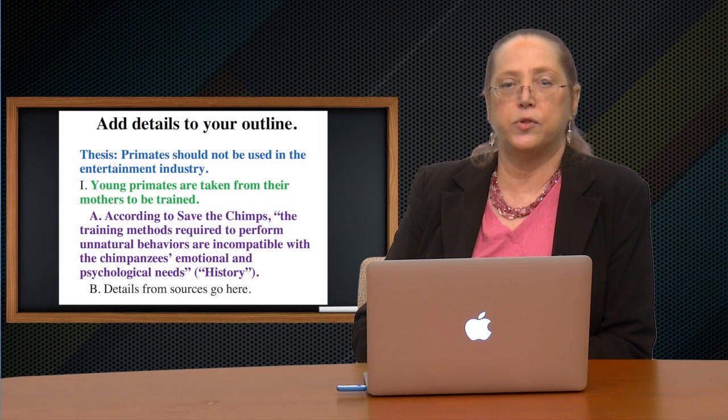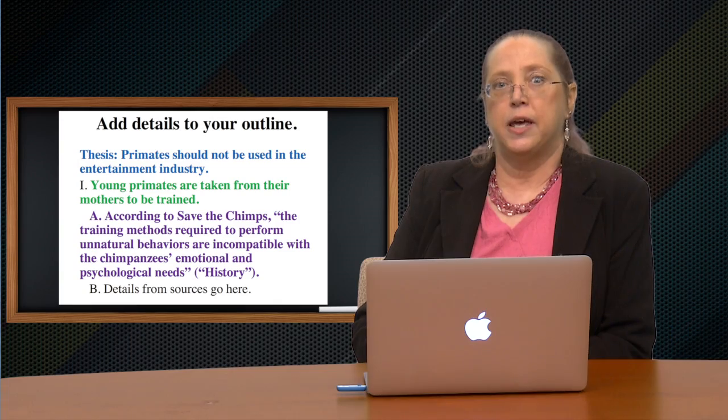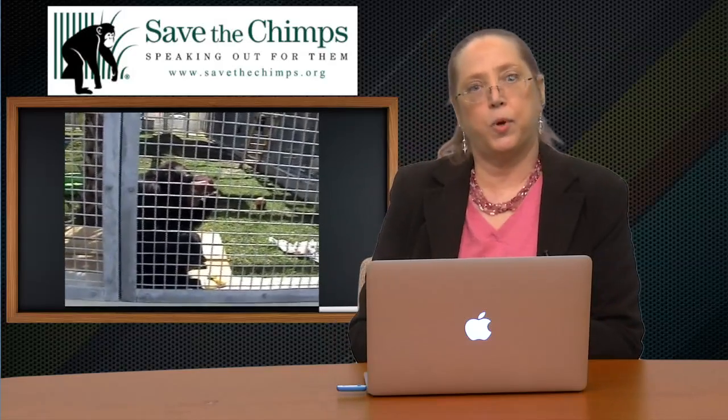Once you have some topic sentences, the next idea is to start filling out the A, B, C's, and so on. Those are the details, illustrations, and examples from your sources. In this example outline, what I've done is I went over to the Save the Chimps website, which is a sanctuary in St. Lucie County, Florida, and I pulled out a quote. Notice how I already have this in MLA format.